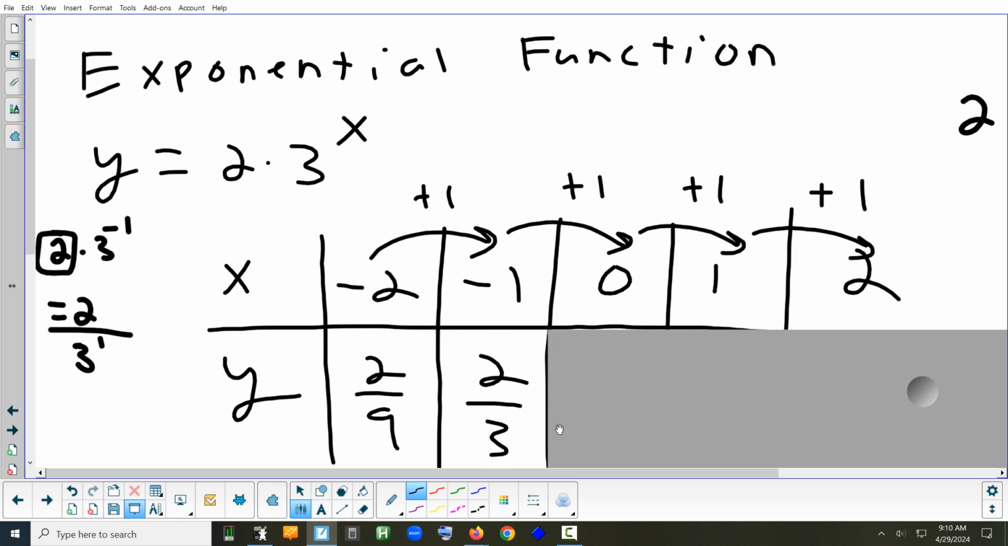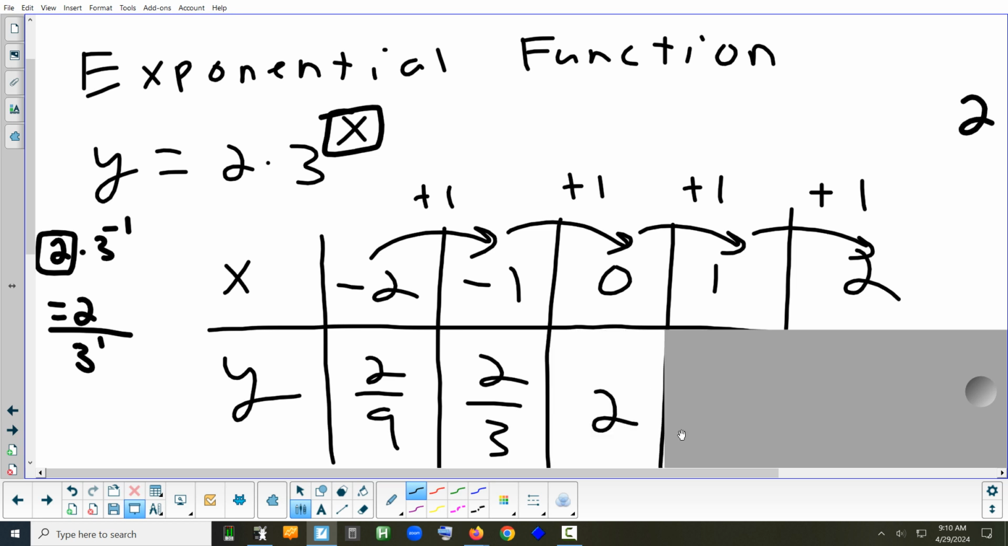Okay, sometimes it's harder to see the pattern when you have fractions. If you have a hard time seeing it, keep going in your table till you don't have fractions, and then the pattern is going to be easier to see. Right. 0. What happens if you plug in a 0 right there? What's 3 to the 0 power? 1. Yes, 3 to the 0 power is 1. And what's 1 times 2? 2.